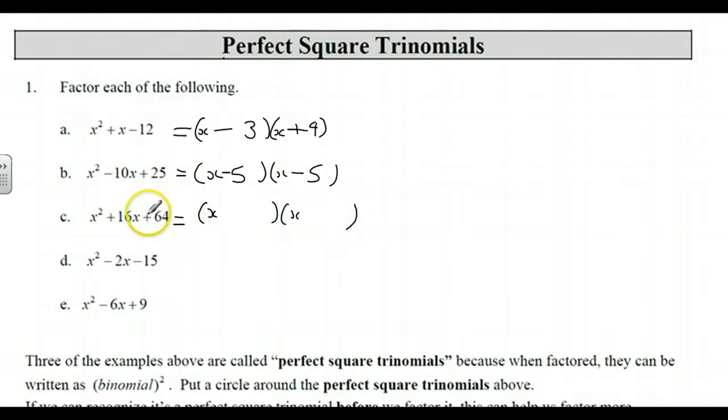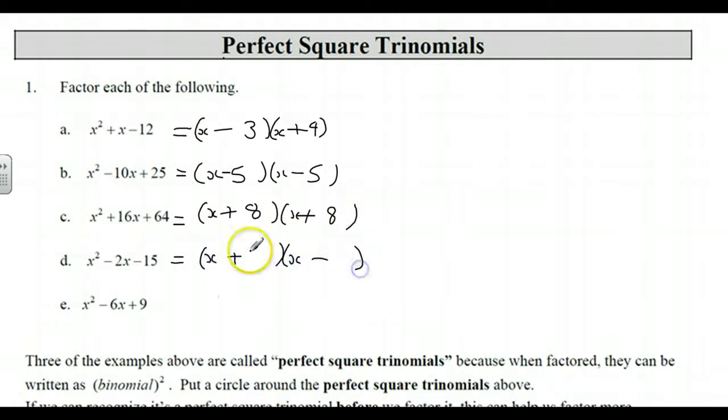Plus 64 says both factors have the same sign. This says they're both positive. Two numbers that multiply to 64 and add to 16 will be 8 and 8. X squared plus 8x plus another 8x plus 64. That's 16x plus 64.